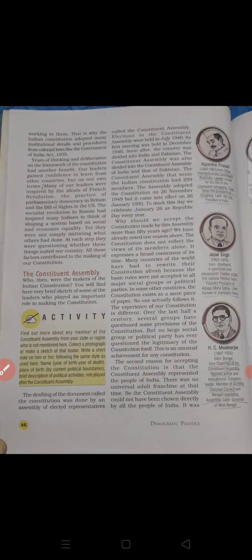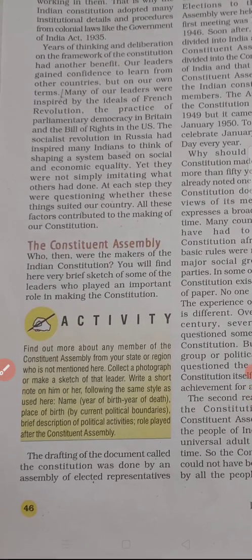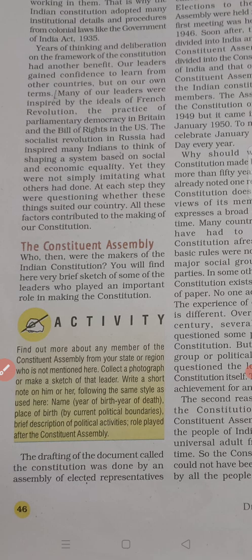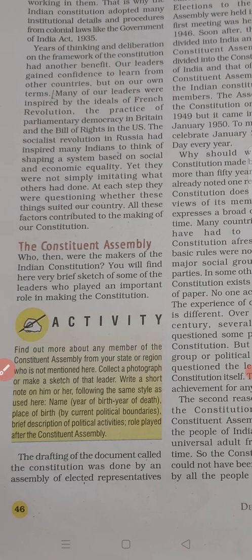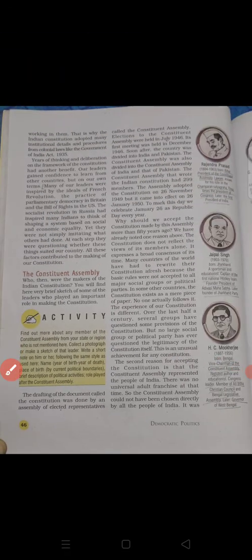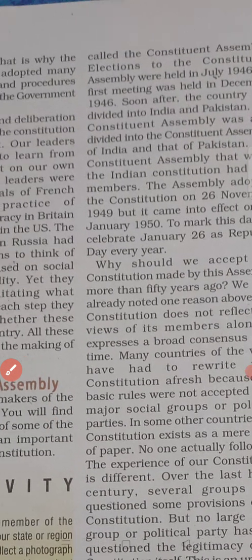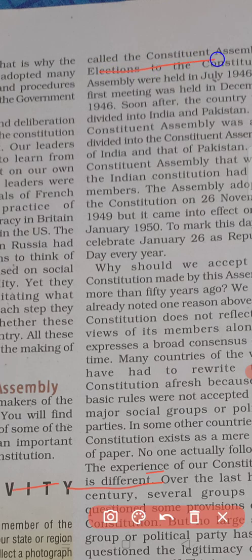And the next page, as you have read, Constituent Assembly. How India made its Constituent Assembly. First of all, you should be clear about the Constituent Assembly. For the question, what do you mean by the Constituent Assembly? What is the Constituent Assembly? You can write down: an assembly of elected representatives is called Constituent Assembly.